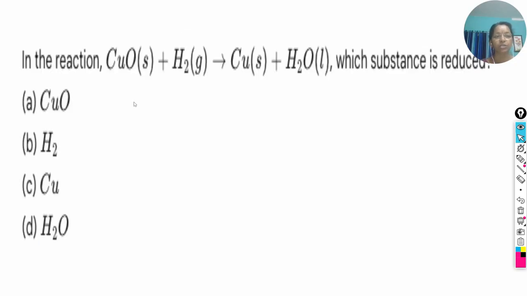Then comes another question. Copper oxide plus hydrogen gives copper plus water. Which substance is reduced here? Reduction means removal of oxygen. So copper oxide is losing oxygen, so copper oxide is reduced. The answer is copper oxide. Copper oxide loses its oxygen and forms copper. So copper oxide gets reduced. That is the reduction reaction.